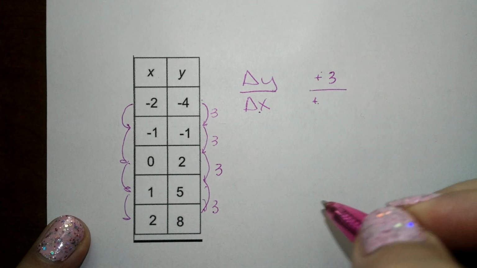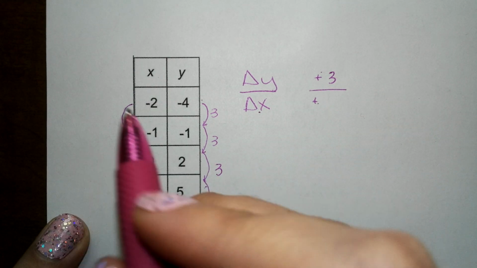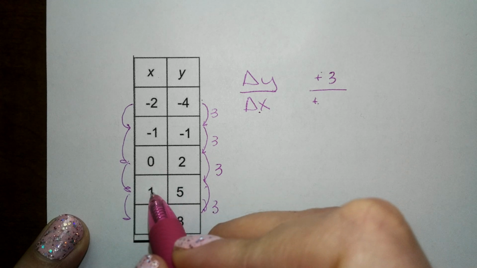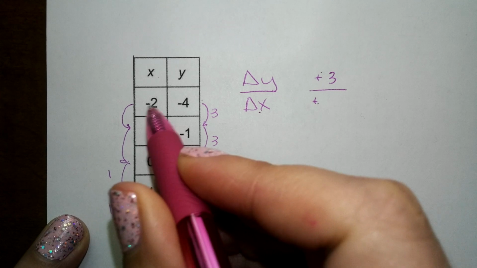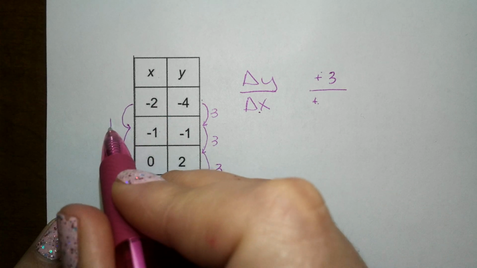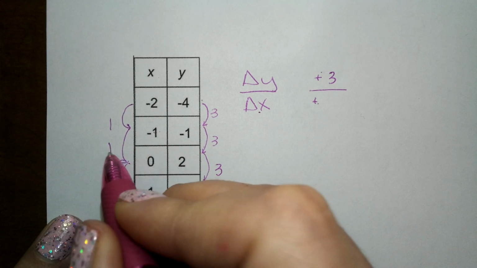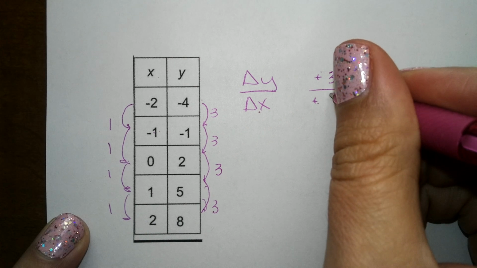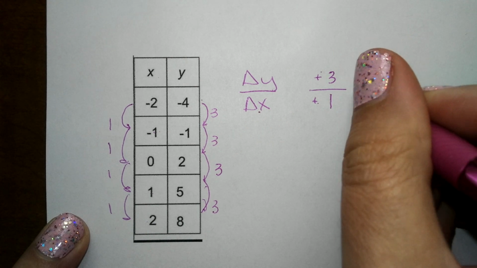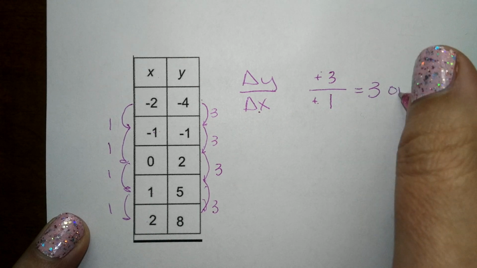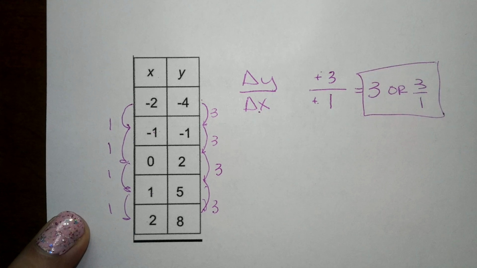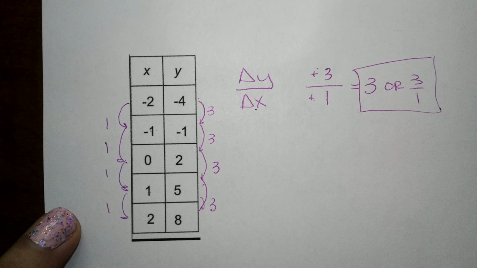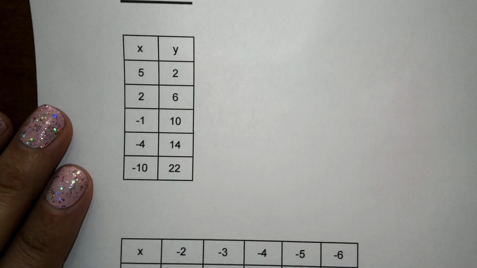Now I go to the bottom, or the change in x. Let's go back to the positive. 0 to 1, we're growing by 1. 1 to 2, we're growing by 1. I go back to the negatives. -2 to -1, we also grew by 1. -1 to 0, we grew by 1. So my change in x is 1. So my slope is either 3 or 3 over 1. So, change in y over change in x. Let's do our next example.